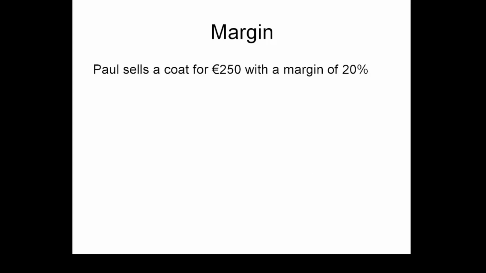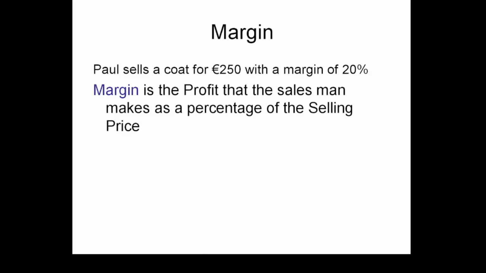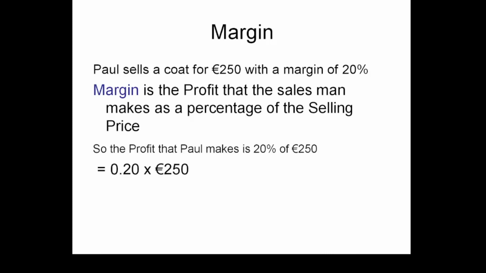So let's have a look at margin. Paul sells a coat for €250 with a margin of 20%. So what is margin? Margin is the profit that the salesman makes, similar to markup, but this time it's as a percentage of the selling price. So whenever you're talking about margin, you're talking about a percentage of the selling price. So the profit that Paul makes is 20% of the selling price, which is €250, which, as you know, is €50.